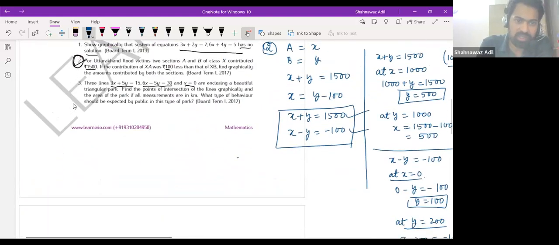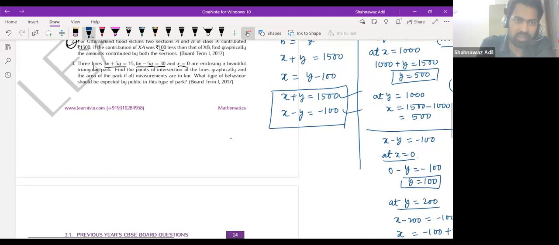So what I will do is I will tell you guys. Three lines, right? In this question, they are enclosing a beautiful triangular park. Find the points of intersection of the lines graphically and the area of the park, if all measurements are in kilometers. You guys told me this earlier, and the answer you guys told was very good.